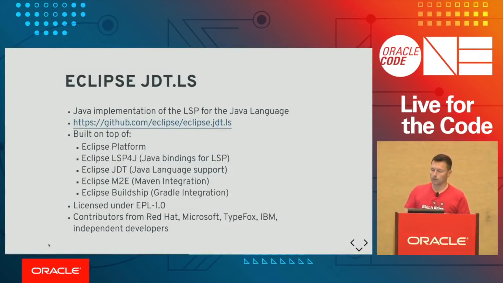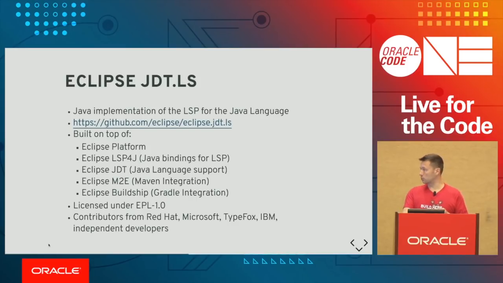Now, for Java development, we've implemented a language server for Java, written in Java, that follows most of the language server protocol specification. It's called Eclipse JDT LS, and it's built on top of the Eclipse platform and several other projects at the Eclipse Foundation. So basically, when you're running the Java language server, you're running a headless Eclipse instance behind the scenes. So everything depends on Eclipse eventually.